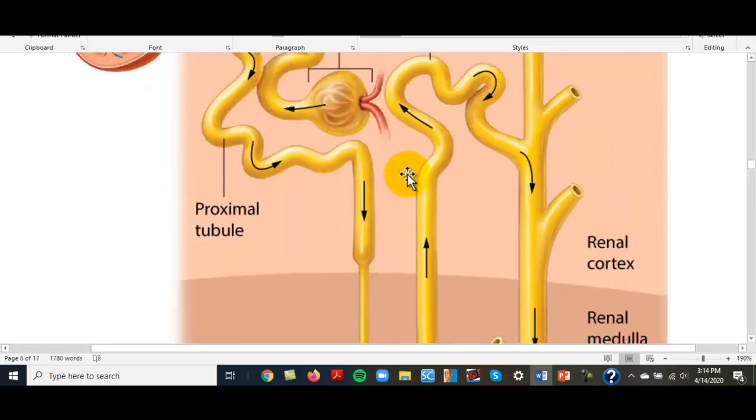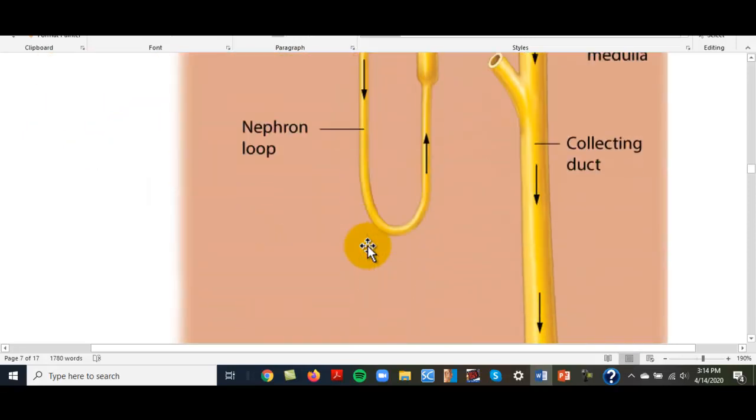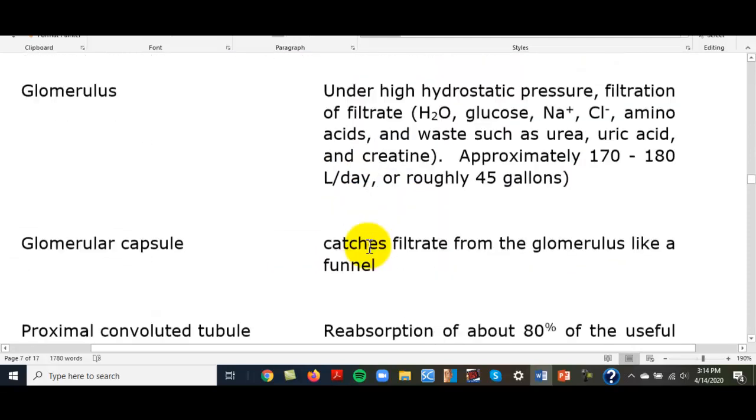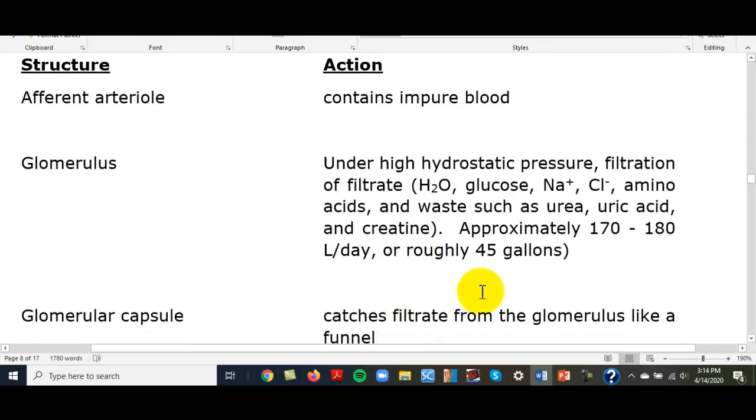It's going to get captured here, and then it's going to start going down through these tubes. That's the filtrate. It's the part that was filtered from blood. Water, glucose, sodium ions, chloride ions, amino acids, and waste such as urea, uric acid, and creatinine. Approximately 170 to 180 liters a day, or roughly 45 gallons. Now you have to remember, that's what's being filtered. Nobody urinates 45 gallons a day, not even camels.